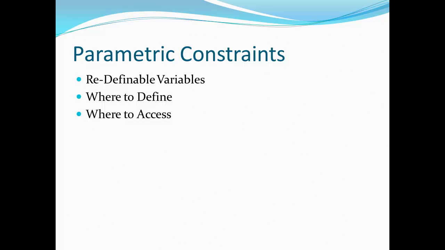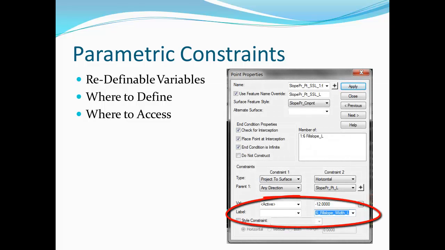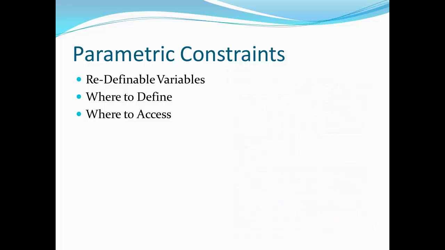Parametric constraints. Once again, parametric constraints are labels that you assign to various component points or values in the template that can be used as redefinable variables in Roadway Designer. They need to be defined in the template to be available in Roadway Designer. They may be applied to any type of constraint, however, most commonly they are used for depth, slope, and width.